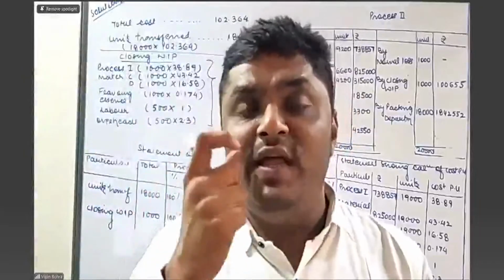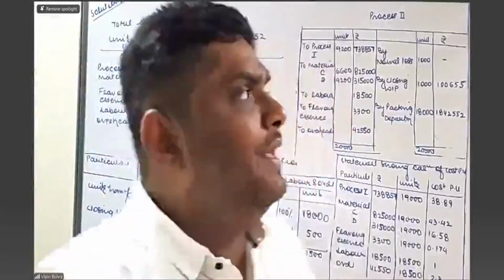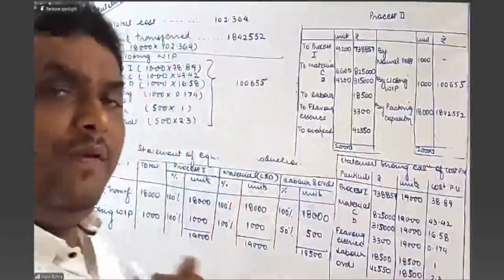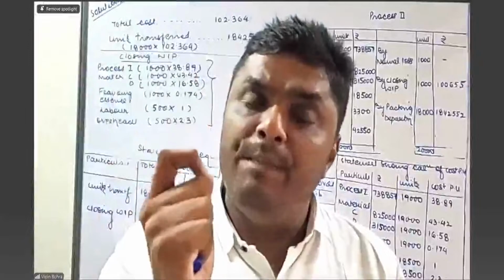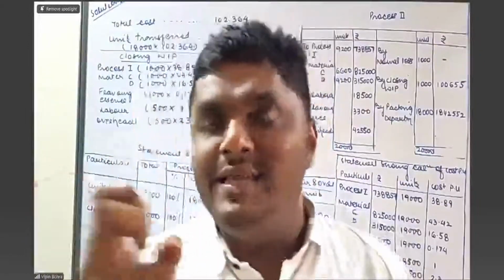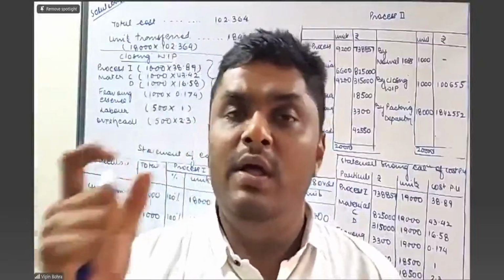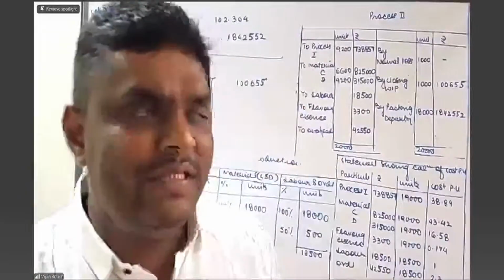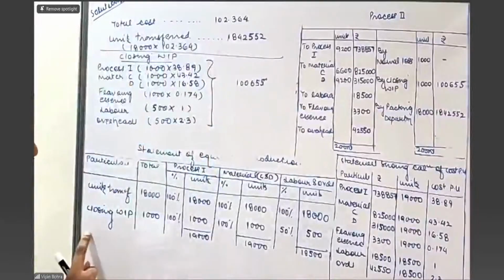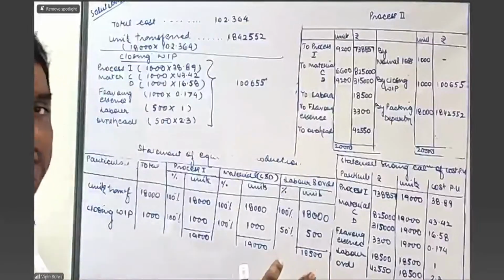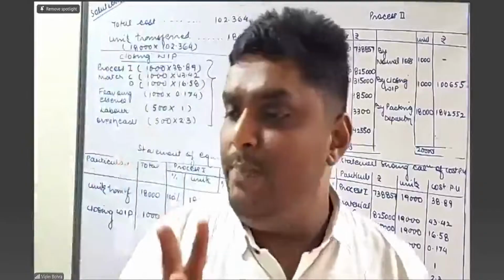Now see, suppose there are units relating to abnormal loss. Let's say there are 500 units that are abnormal loss. Always remember this, that the percentage of completion of the abnormal loss units will always be given in the question. That these are the units that are scrapped, the percentage of completion will always be given in the question. So very simple, we will write one more item, abnormal loss, the total units, and the percentage of completion units for each element.